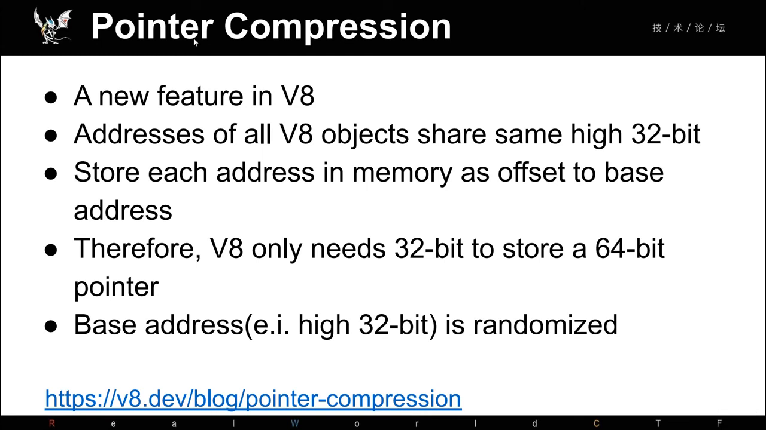So the thing is, we need to exploit the pointer compression feature, which is a new feature in V8. In this feature, addresses of all V8 objects share the same high 32 bits. It stores each address in the memory as an offset to the base address, which is the low 32 bits. So V8 only needs 32 bits to store a 64-bit pointer, and this saves half of the memory. The point to know is that the base address, which is the high 32 bits, is randomized, and we are going to leak this address later.